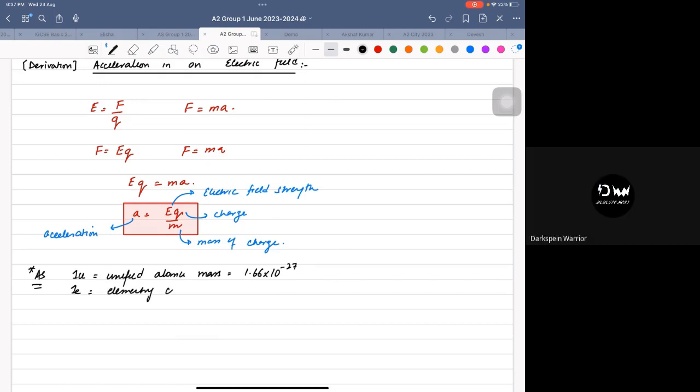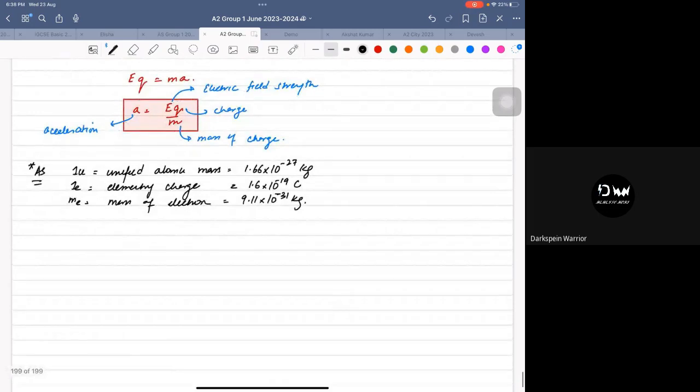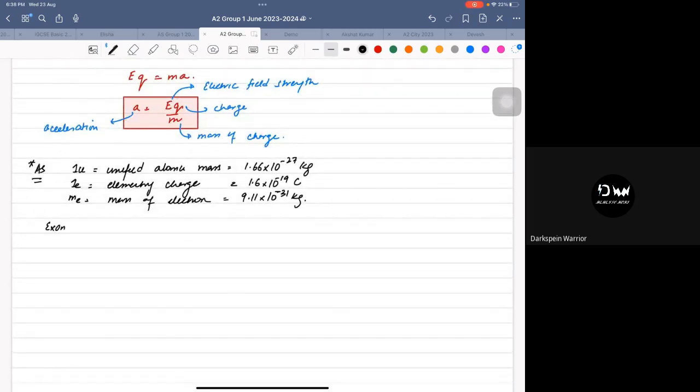I'm sure you guys know, for unified atomic mass, is it in grams or kilograms? It's kg, sorry. And the elementary charge is 1.6 times 10 raised to minus 19 coulombs. And the mass of the electron, we've used it in AS a lot of times, but if you have forgotten, time to remember it again. This will be minus 31 kilograms. These are already given, but you need to learn how to use them. So I'm just going to revise it a bit so that we do not have problems right now.